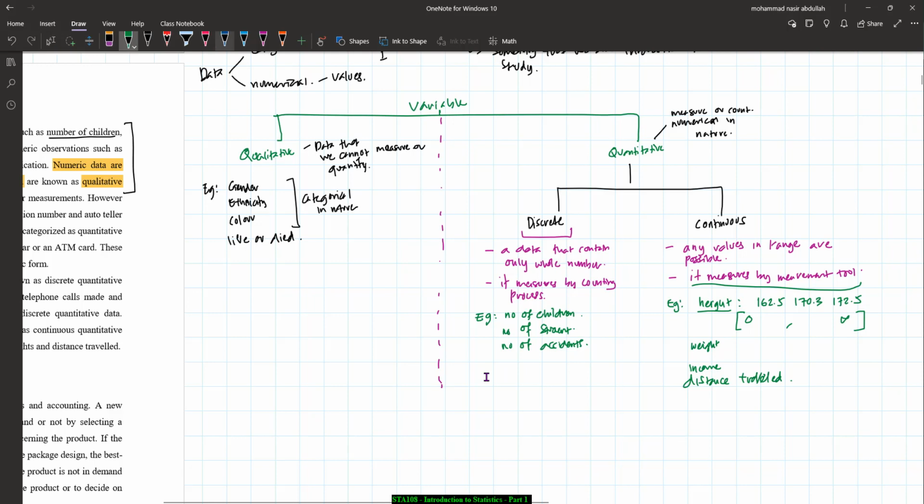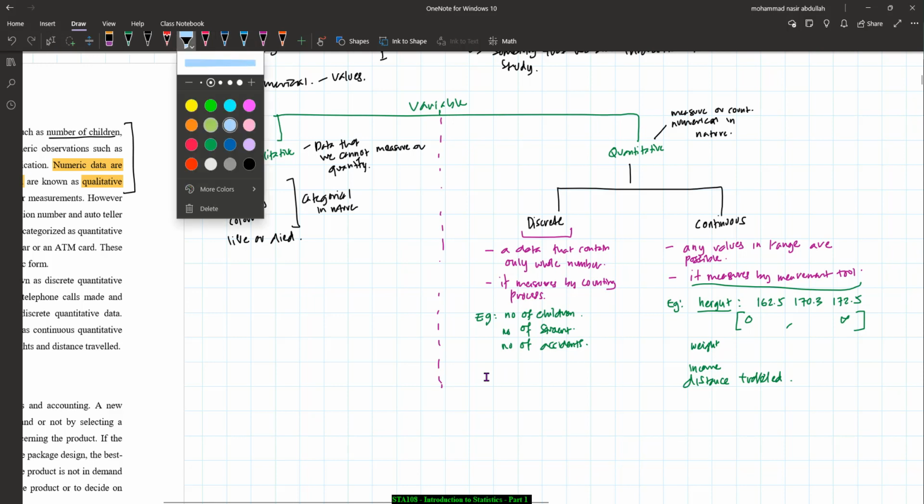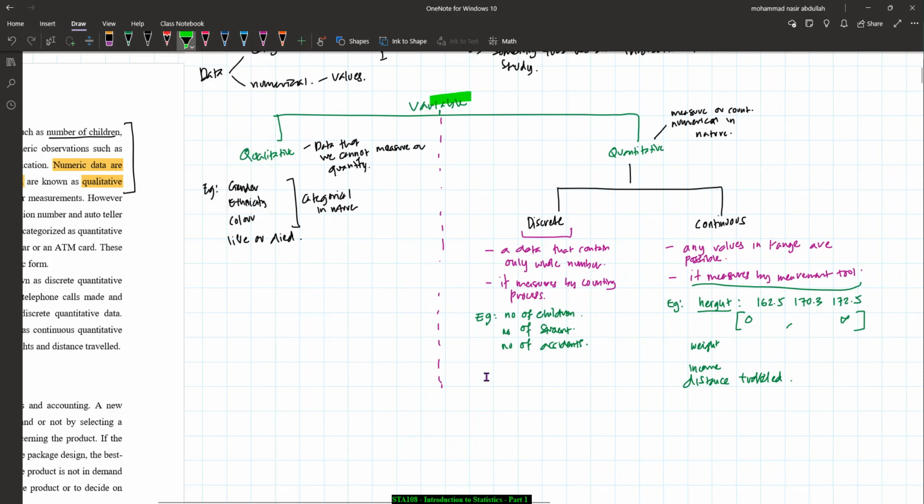So far, any question regarding the type of variable? Sebab kita nak turun lagi, ada banyak lagi ni. So we need to understand the first basic classification of variables, right? Variable and data. First, we need to know what is the difference between variable and data, and then we need to know what is the classification of variable. Okay? Any question?